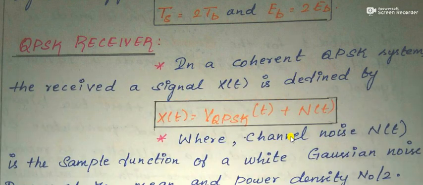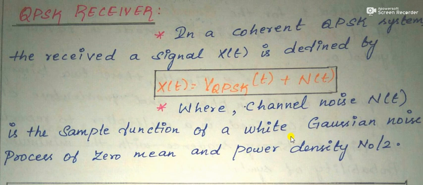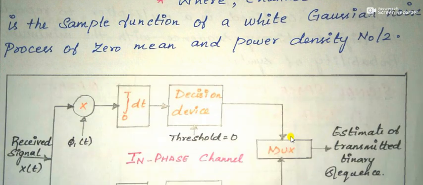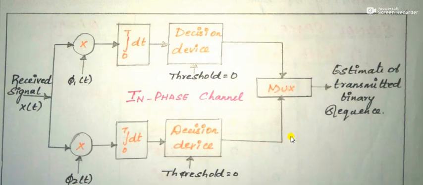QPSK receiver. The noisy QPSK signal is received at the receiver and it is separated into two channels. This is the odd channel and this is the even channel. This is the in-phase channel, this is the quadrature phase channel. And this is the correlator. We know that a correlator is a multiplier followed by an integrator.